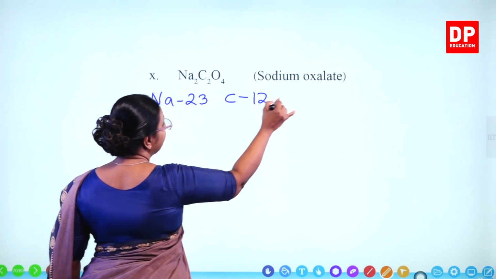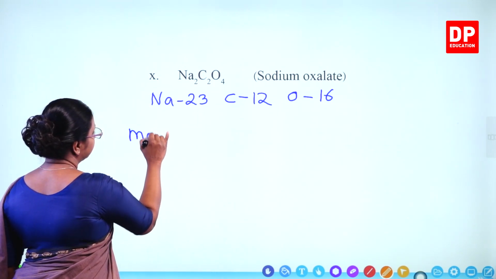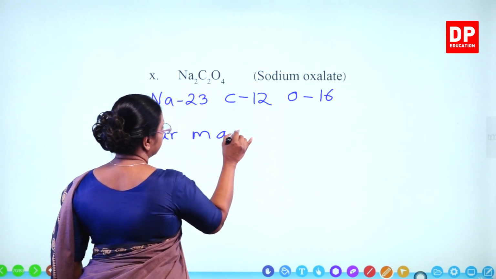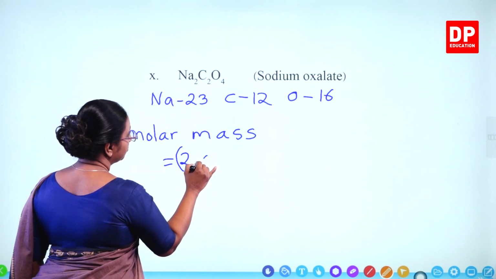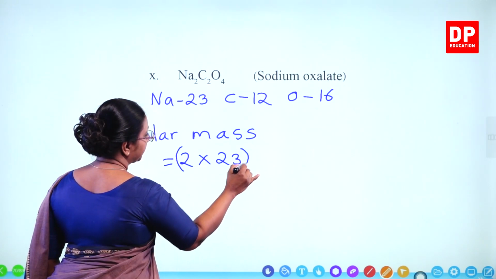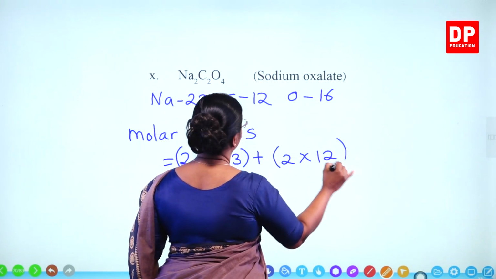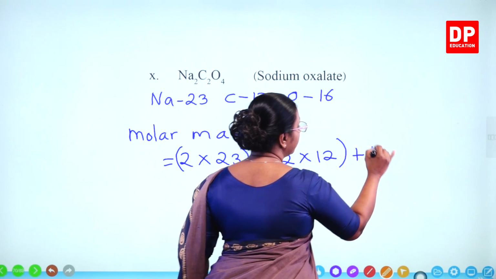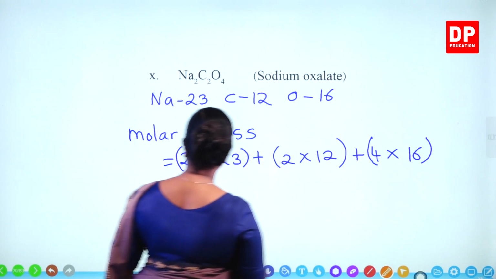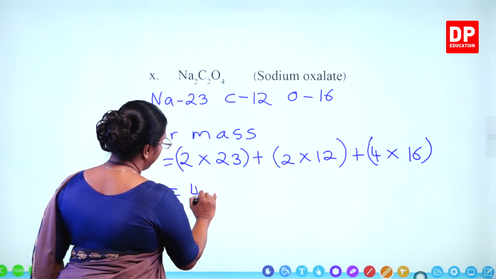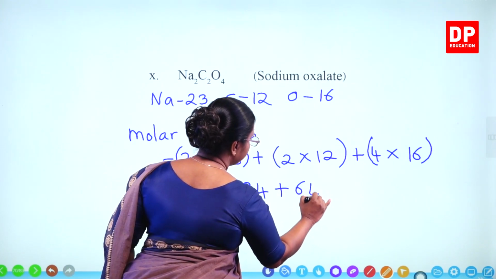Carbon, you know, is 12 and oxygen is 16. So for molar mass, what do you do? There are 2 sodium atoms, so 2 into 23, plus there are 2 carbon atoms, so 2 into 12, and there are 4 oxygen atoms. So all of these together have to be added: 46 plus 24 plus 64.